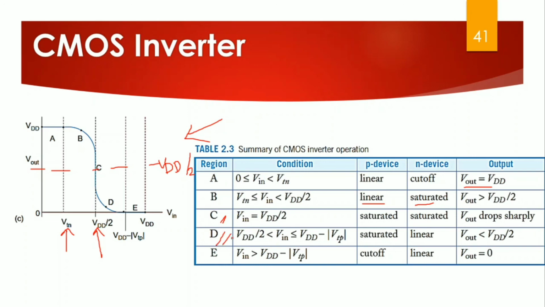In the region D, your input is in between VDD by 2 and VDD minus VTP. So P device is in saturation, N device is in linear, and the output is less than VDD by 2. Okay, and in E region, that is the last region, the input is greater than VDD minus VTP. P device is completely at cutoff and N device is linear. So the output will drop to 0. This is how a CMOS inverter works.